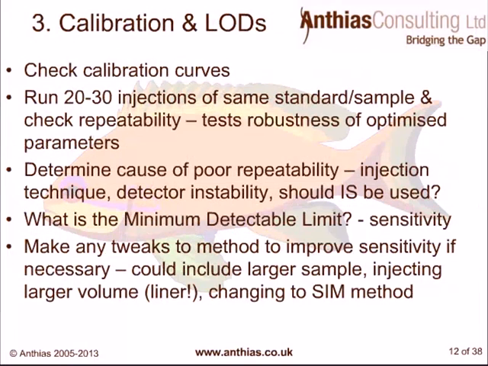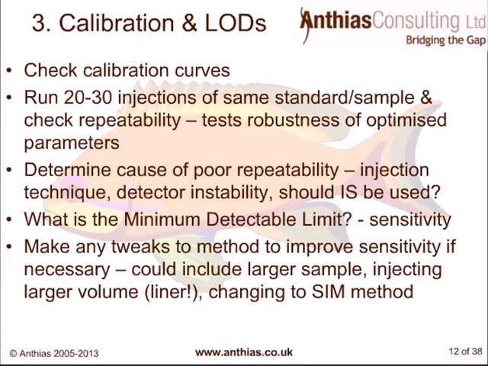The next thing then, you've tweaked, you've optimized your method, you've optimized all those parameters. The next thing to think about is your calibration and limits of detection. So check your calibration curve. So go down, and what you always need to remember when you're doing a calibration curve is that your lowest standard needs to be at or lower than your lowest concentration sample.